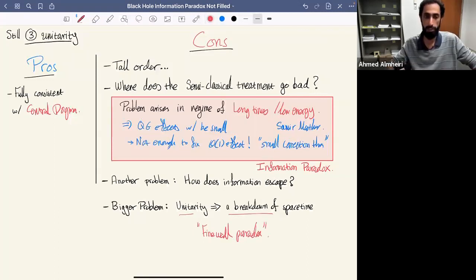So even if you assume unitarity, you can try to come up with the minimal set of assumptions that would need to be satisfied in order to give you unitary evolution, and you'll find that they lead to crazy outcomes, which is the firewall. But before I transition to that, are there any questions? Okay.